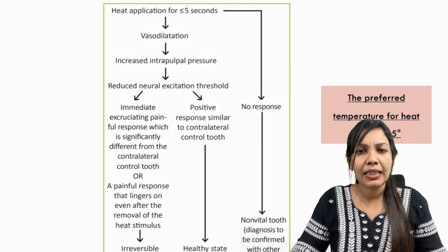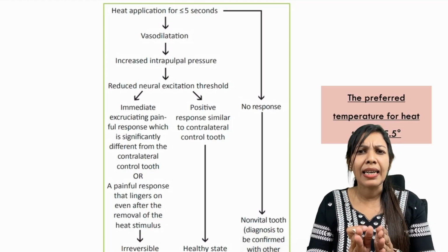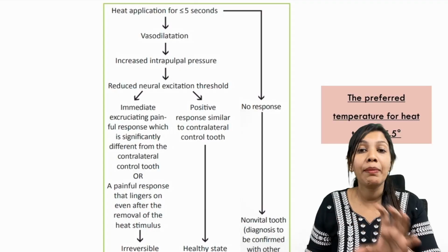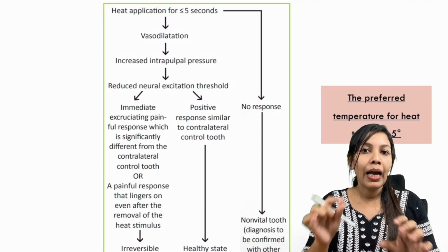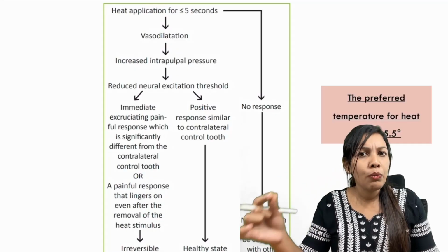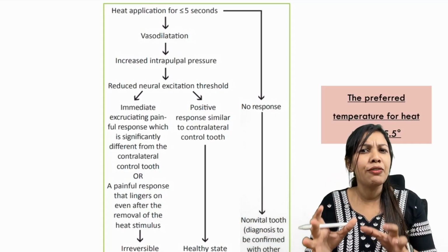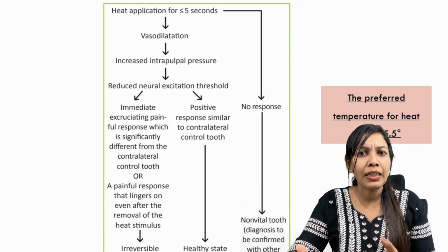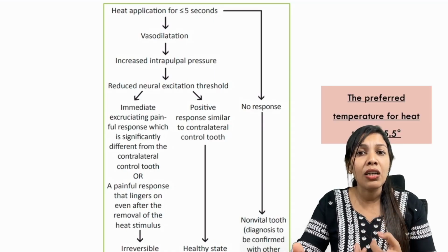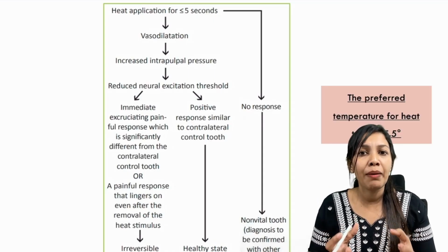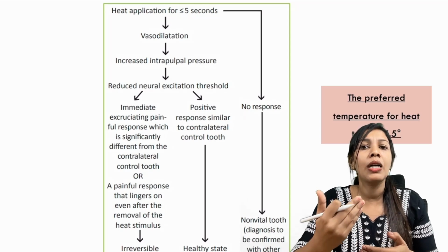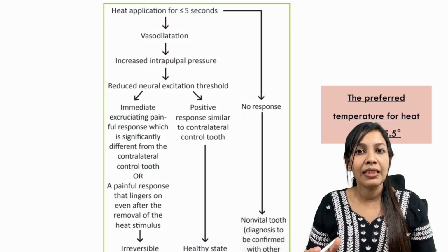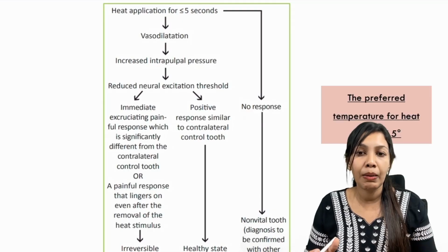And an important thing is, if the patient has pain at that time, and when we remove the stimulus it goes away, that means the pulp is very much healthy, right? If we apply the heat, and even after removal of the stimulus the patient is still feeling pain, it means the pulp is not able to come back to its normal condition. There is irreversible pulpitis. Pulpitis means inflammation of the pulp. The pulp is not able to come back to its normal state, so that indicates a diseased pulp called irreversible pulpitis.